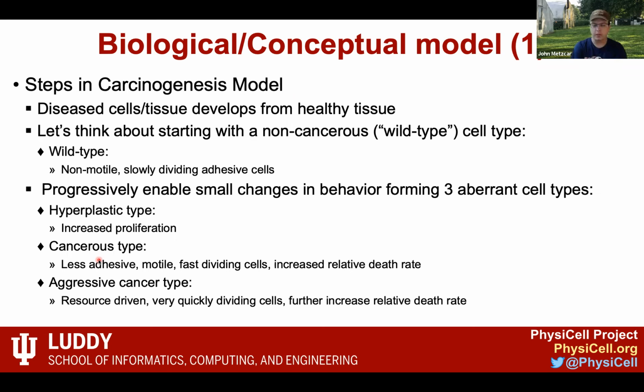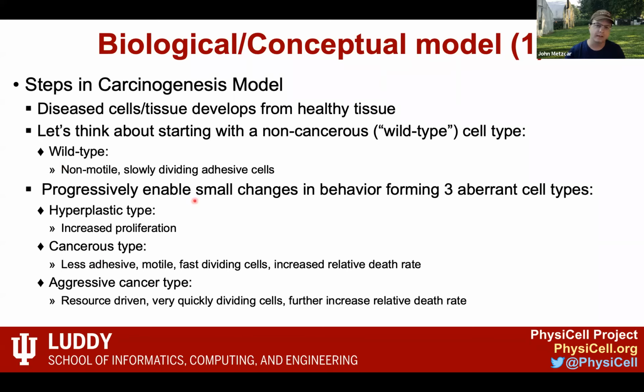And this wild type cell, we're thinking about it coming from an epithelial cell line, or the kind of cells that tend to stick together and form layers and divide slowly. So that's exactly how I've encapsulated it here. We have non-motile, non-moving, slowly dividing adhesive cells for this cell line. And then we could think about cancers developing progressively from small changes over time in a particular cell line.